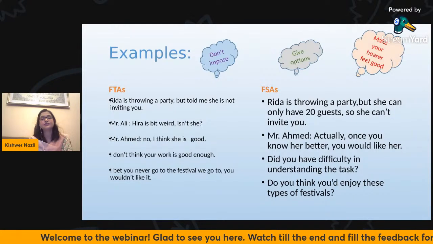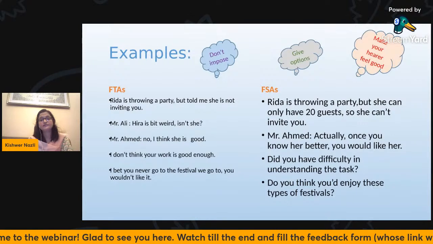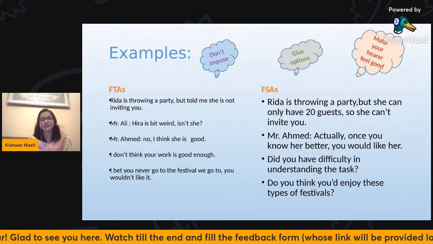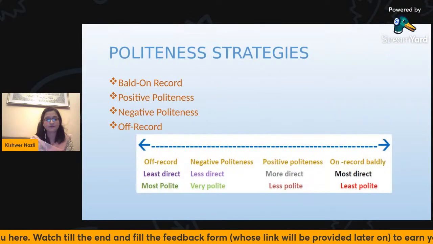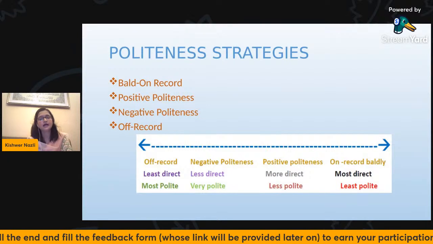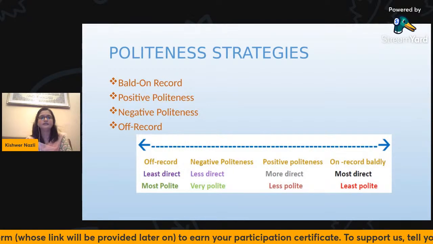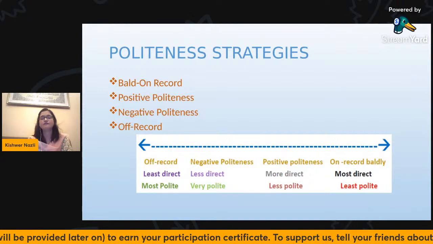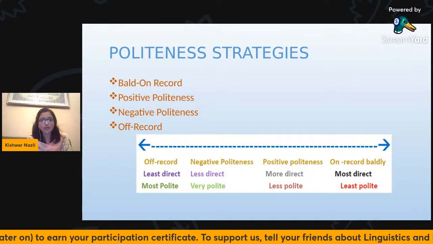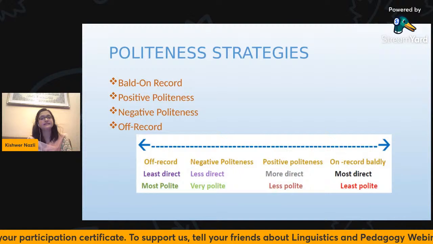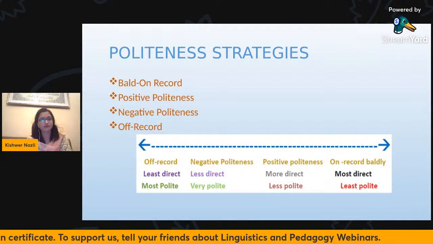These are the utterances which can change our face-threatening acts to face-saving acts, and we can save our faces. And Brown and Levinson coined these politeness strategies. They are four: bald on record, positive politeness, negative politeness, and off record.